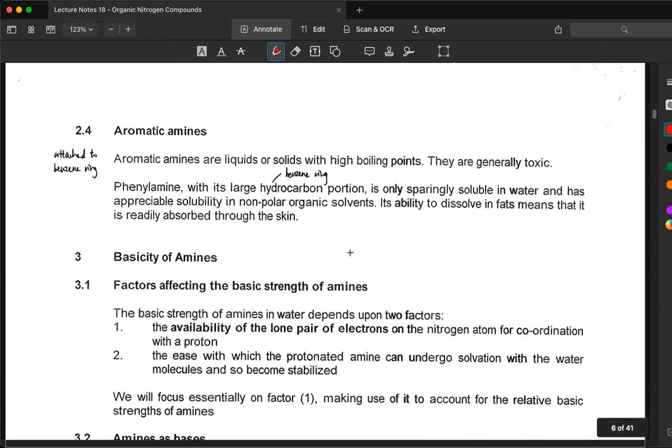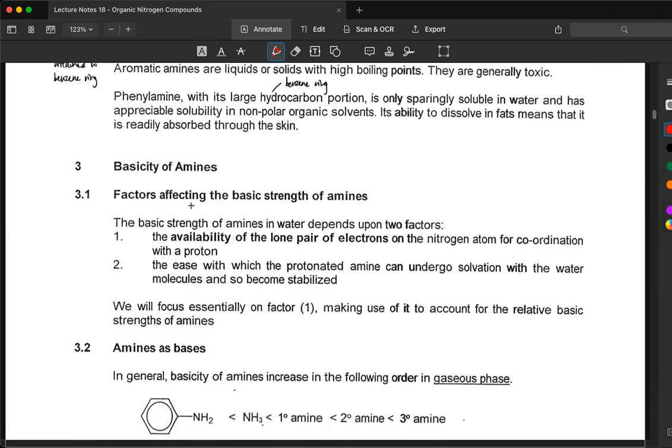The aromatic amines don't smell nice. It means they do have a certain distinct smell or odor. They are liquids or solids with high boiling points, but they are toxic. For example, phenylamine is only sparingly soluble in water because of its large hydrocarbon portion due to the benzene ring. And it is quite soluble in non-polar organic solvents. So phenylamine is capable of dissolving in fats, which means that it can be absorbed through the skin easily.